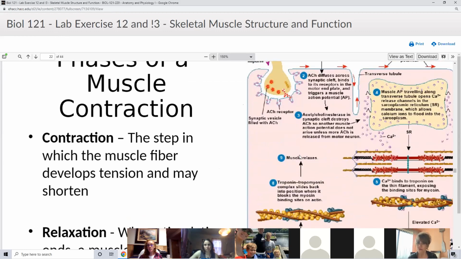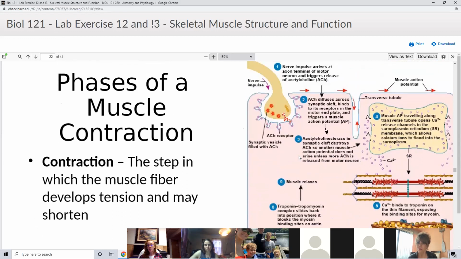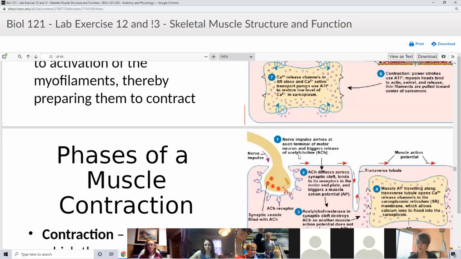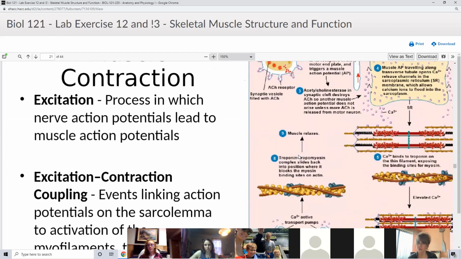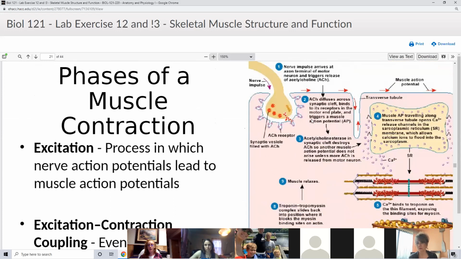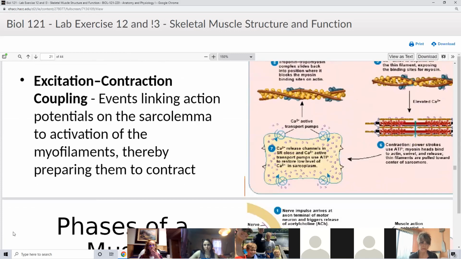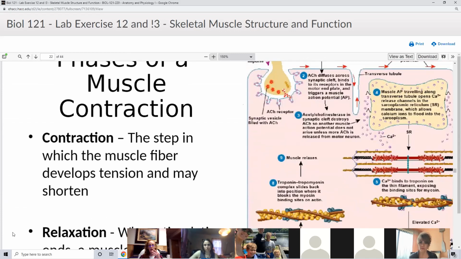So contraction, okay, let's keep going for a moment. Contraction is the step in which the myofilaments are going to develop tension and begin to shorten.